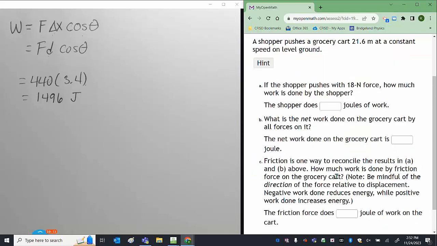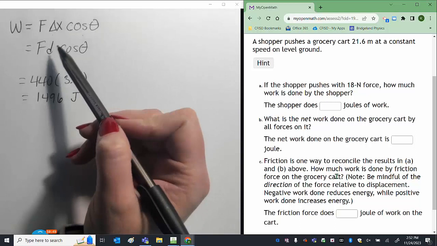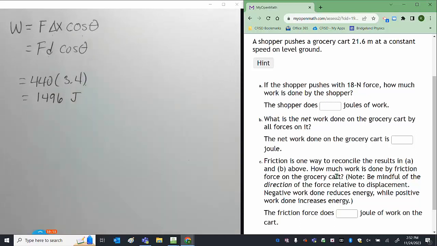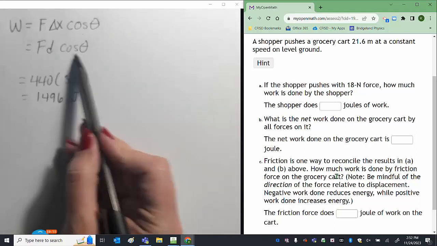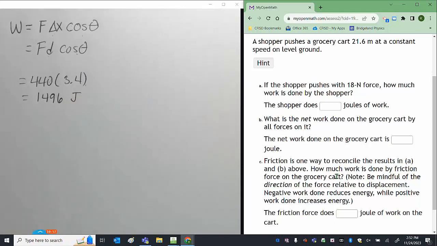Question number 4 says, a shopper pushes a grocery cart 21.6 meters at constant speed on level ground. If the shopper pushes with 18 newtons of force, how much work is done by the shopper? Again, the equation for work is force times displacement times cosine of theta. If it's not at an angle, you can really ignore this part, because you can see here I'm not at an angle, I'm just pushing it on level ground.